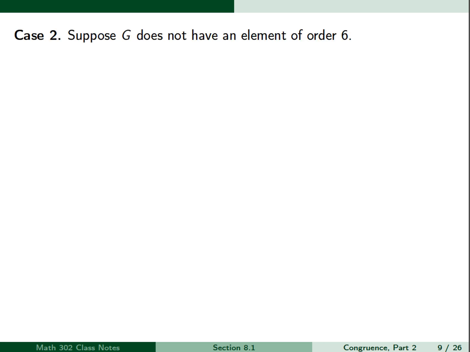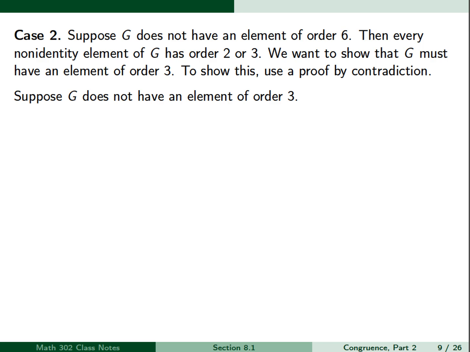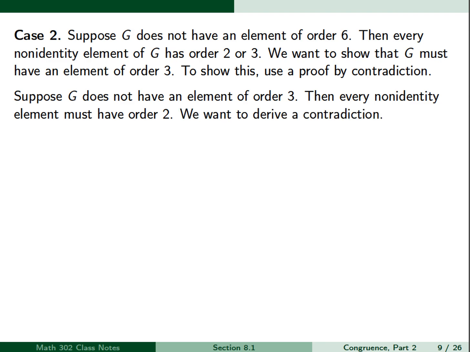For case 2, we'll suppose G does not have an element of order 6. Then every non-identity element of G has order 2 or 3. We want to show that G must have an element of order 3. To show this, we'll use a proof by contradiction. So let's suppose G does not have an element of order 3. Then every non-identity element must have order 2. That's the only option left. We want to then derive a contradiction.